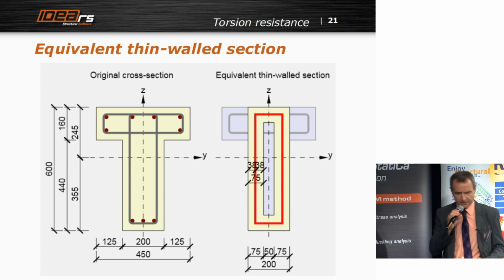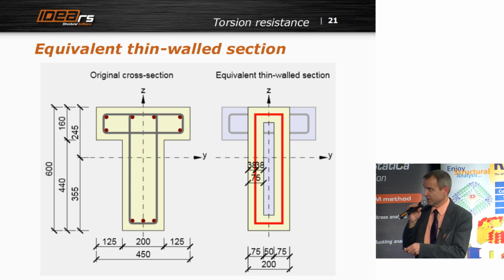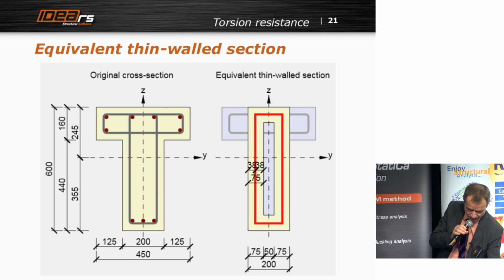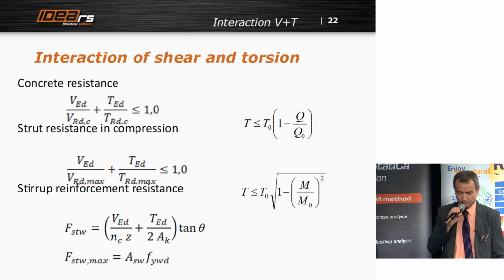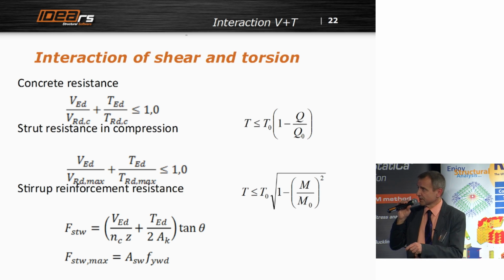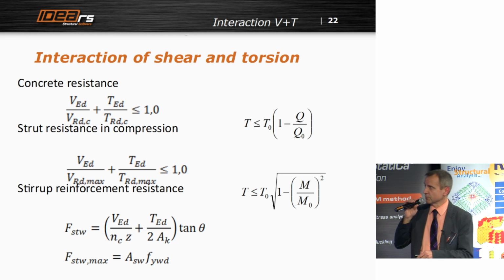What we do in the program is that we calculate this equivalent thin-walled section, as I mentioned, automatically based on the stirrups which are marked by the user. About the interaction, there is quite detailed interaction of shear and torsion in Eurocode.